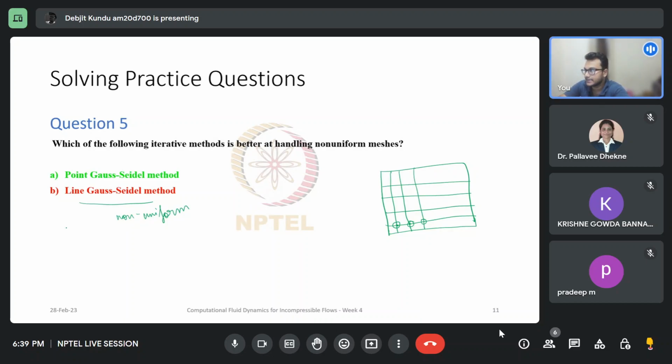But what is done in line Gauss-Seidel is that one entire line is taken. So 3 points would be taken and they would be solved at once. Now, the issue which happens with non-uniform grids is, let's say we have one point here, another point here, another point here, like that. In such a situation, if we try to take all of these and solve all of them together, the resulting equation becomes a bit more difficult to handle.